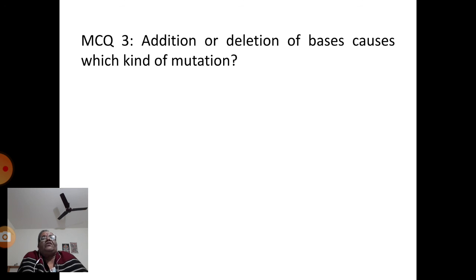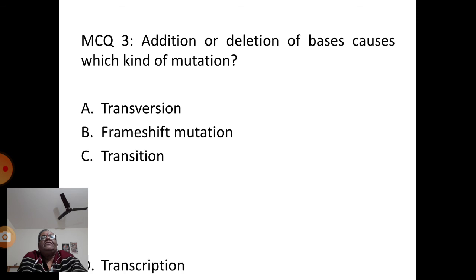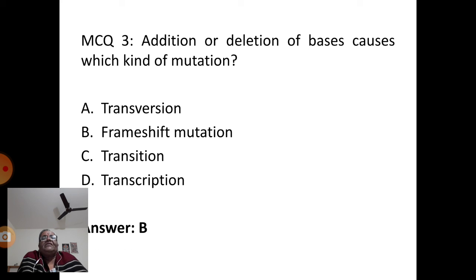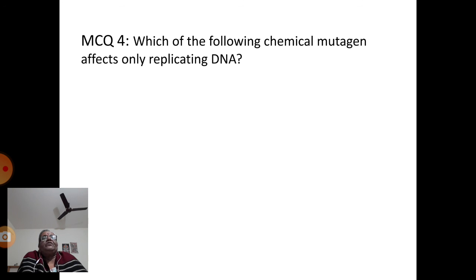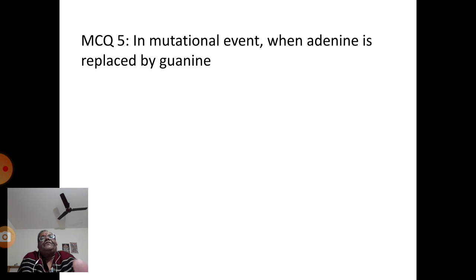Then question number 3. Addition or deletion of bases causes which kind of mutation? A. Transversion, B. Frame shift mutation, C. Transition, D. Transcription. Answer is B, that is frame shift mutation. Then fourth question, multiple choice question: which of the following chemical mutagens affects only replicating DNA? A. Acridine dye, B. Alkylating agent, C. Deaminating agent, D. Base analog. Answer is B, that is alkylating agent.